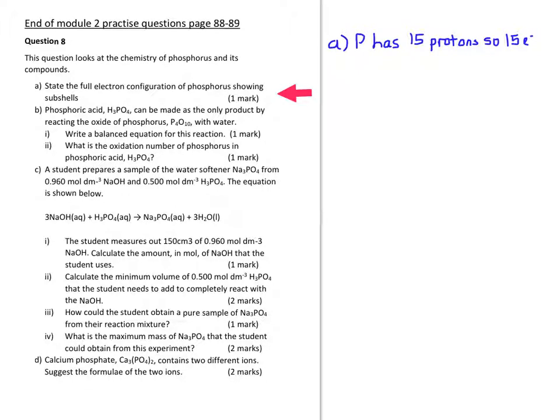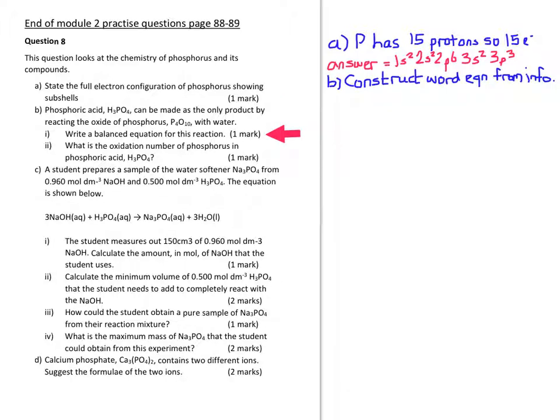The first question asks you to state the full electron configuration of phosphorus showing subshells for 1 mark. And I'm just writing a few bits and pieces on the answers to help explain what I'm writing. Phosphorus has 15 protons, and there must be 15 electrons present. So if we take that arrangement, we make sure that the superscript numbers add up to 15. 2 plus 2 is 4 plus 6 is 10, plus 2 plus 3 is 15.